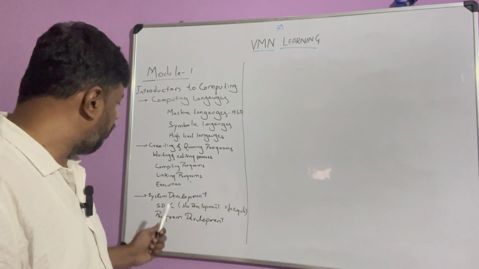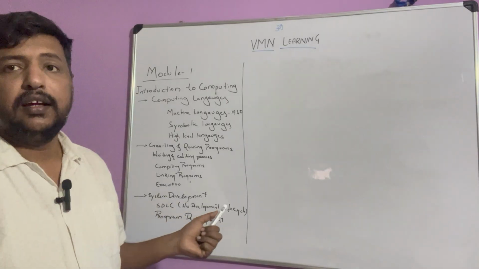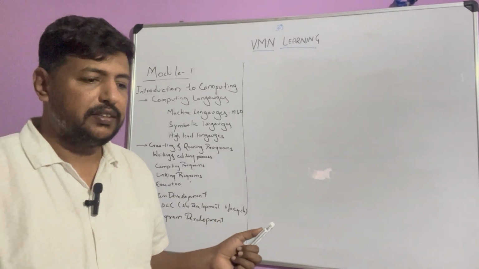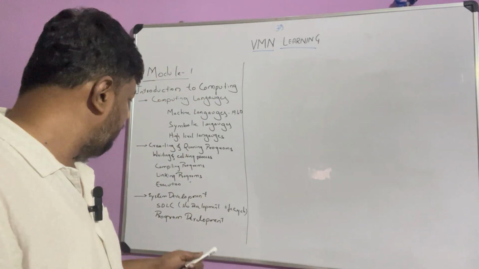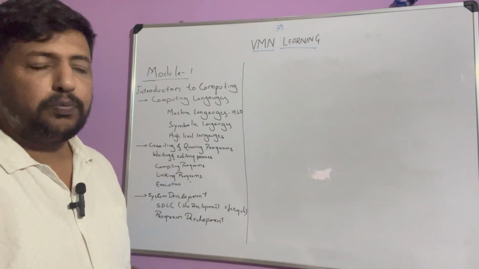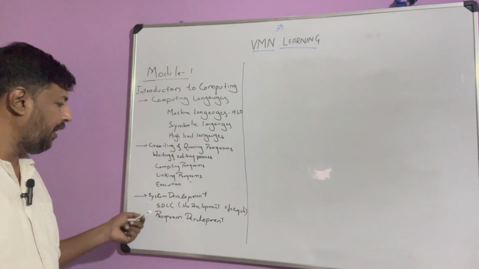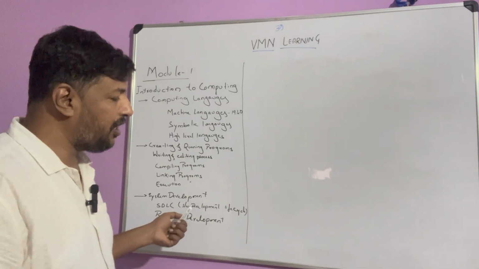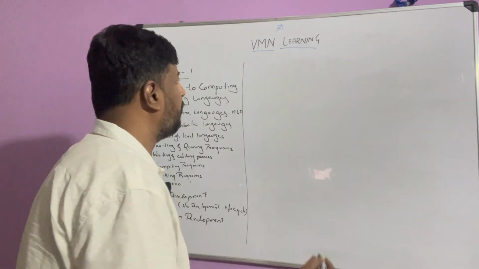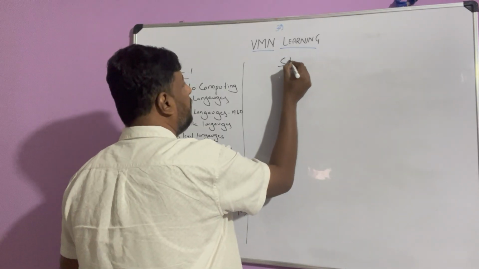Next, we are going to talk about system development. System development is nothing but developing and designing software. In system development, we have two parts, SDLC and program development. SDLC is nothing but the system development life cycle. So let's start with the SDLC system.